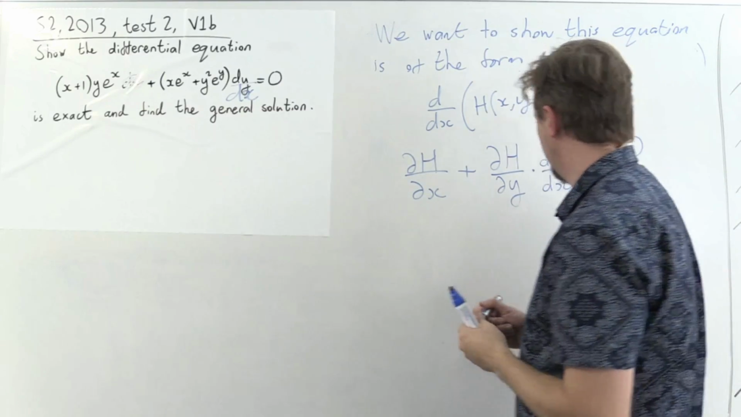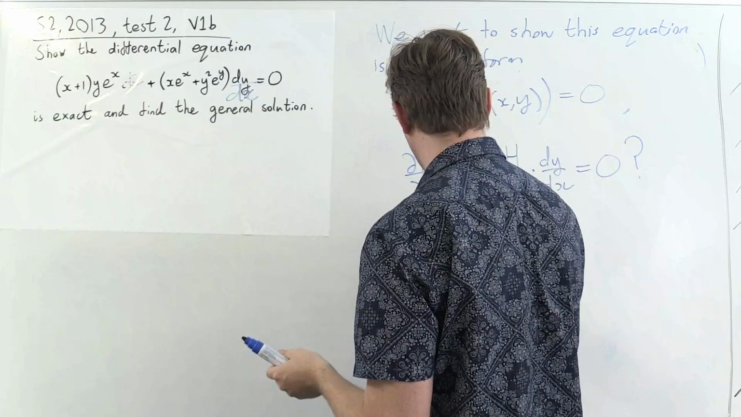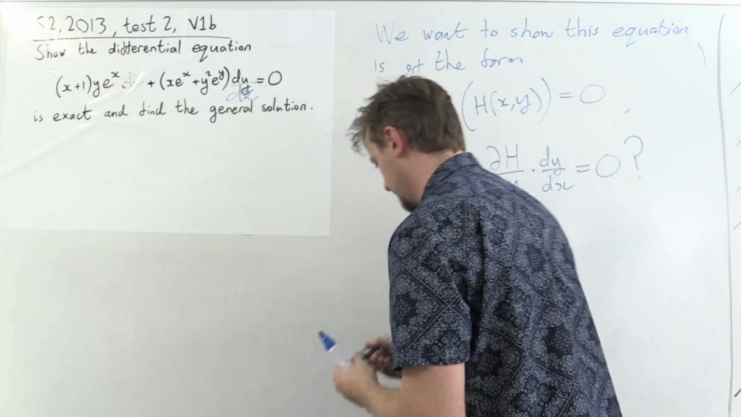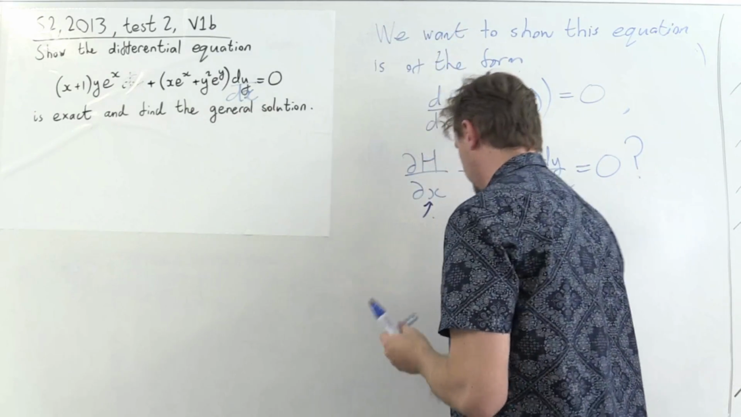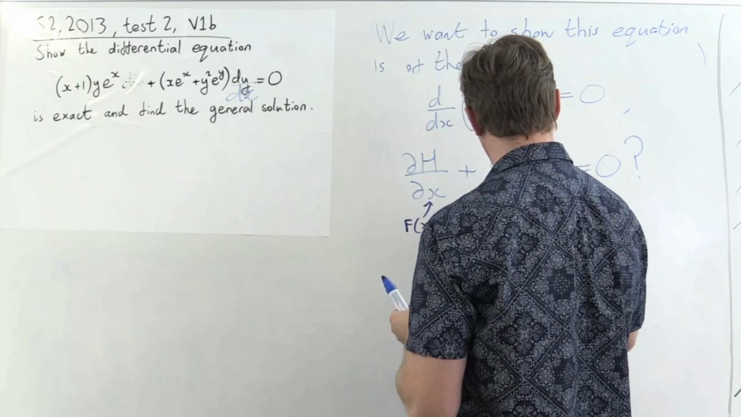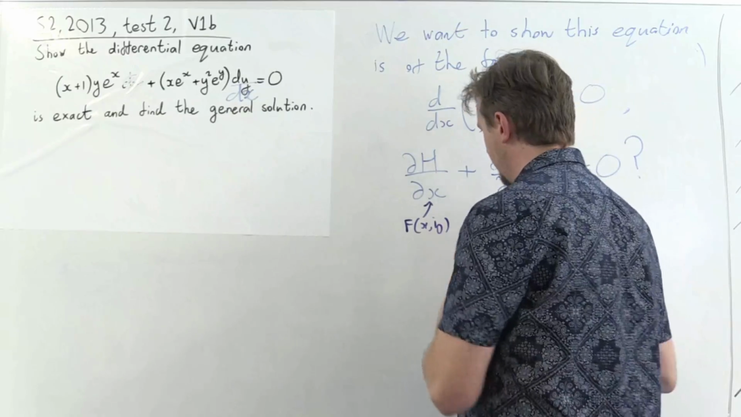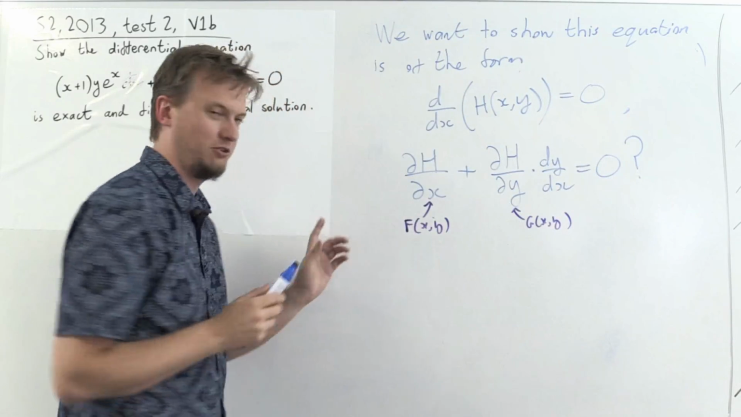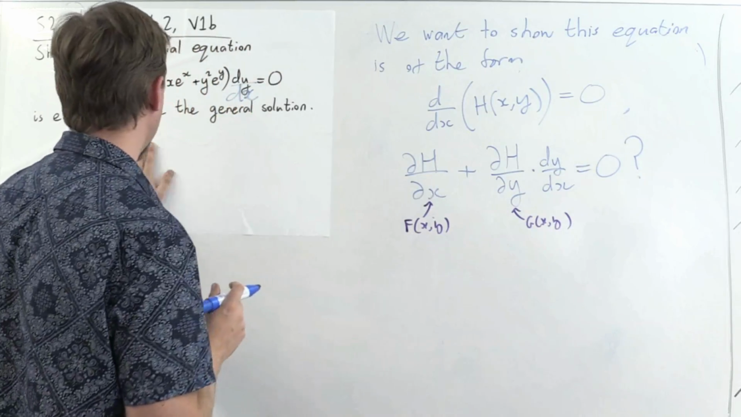So just some quick notation. I'm going to call this f of x, y, and call this term g of x, y. The trick for actually showing this does work is to check the cross partial derivatives. So let's start the question.